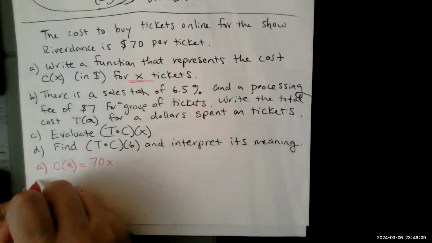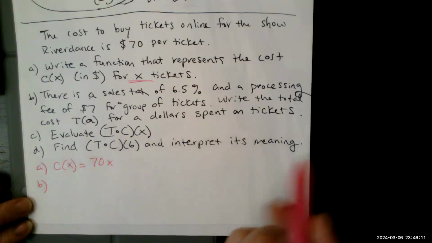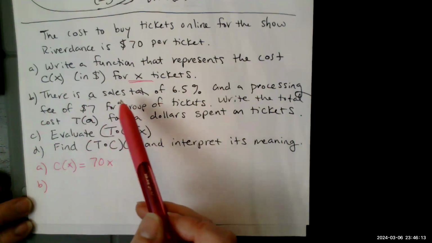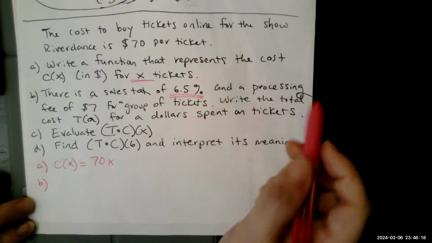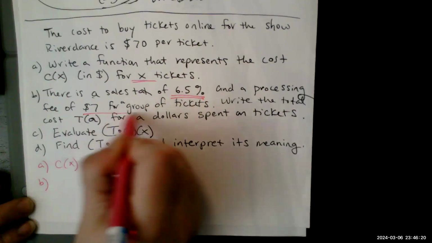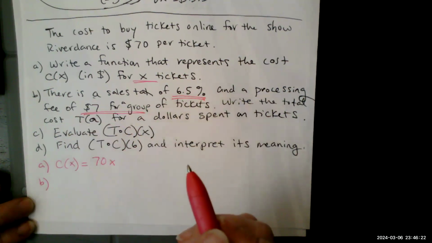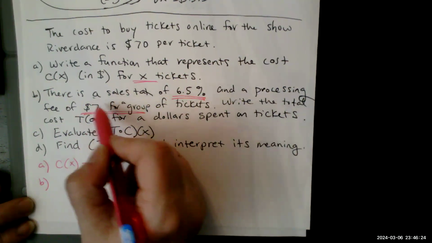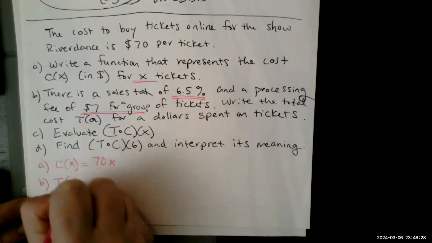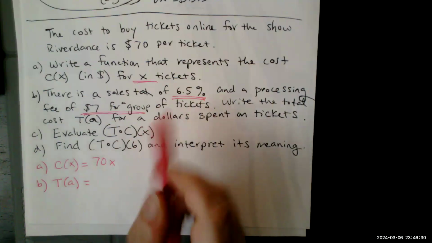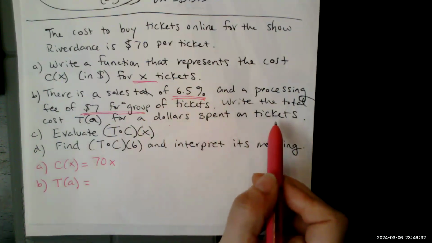So now for B, it's adding some more stuff going on. B, there's also a sales tax of 6.5% and a processing fee of $7 for a group of tickets. So you just have to pay this once. Write the total cost T of A for $A spent on tickets.